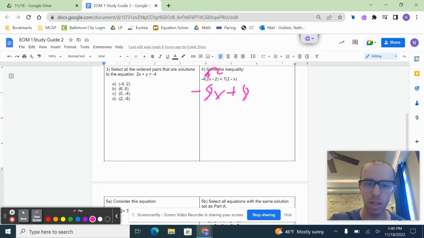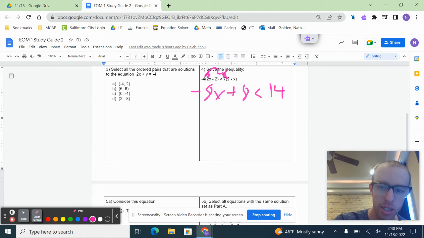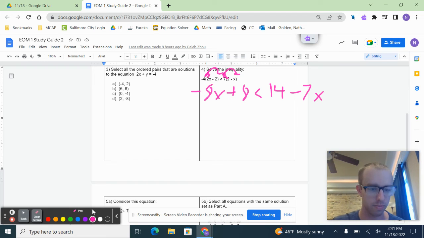And then I have the less than sign. Comes down. I also need to distribute this. 7 times 2 is 14. And 7 times negative x is negative 7x.